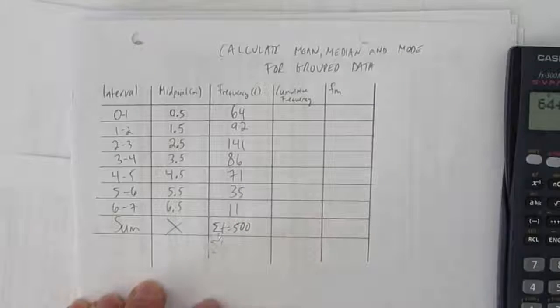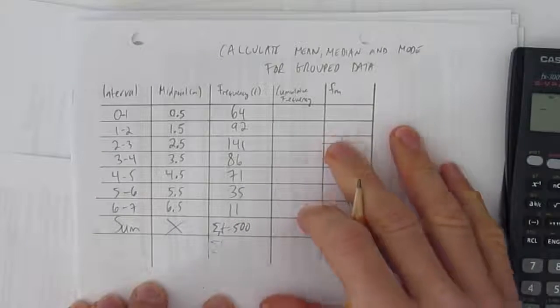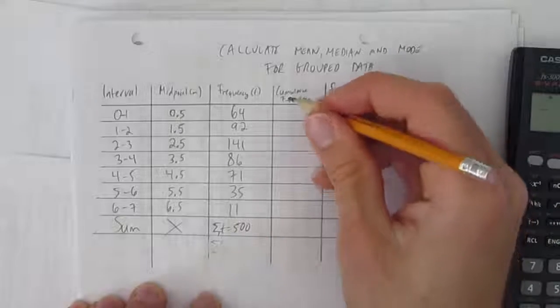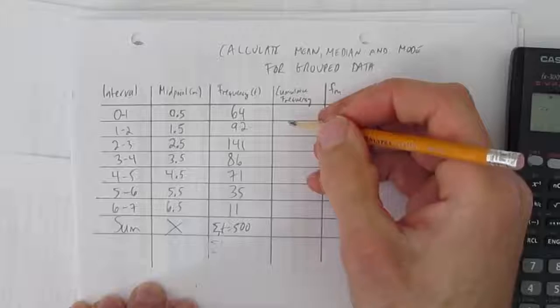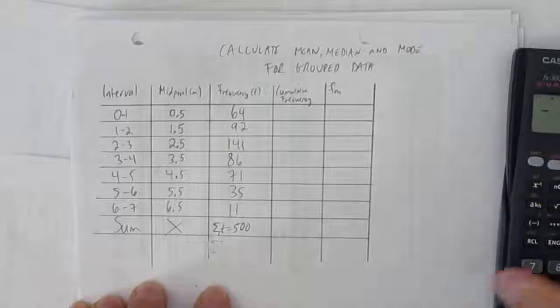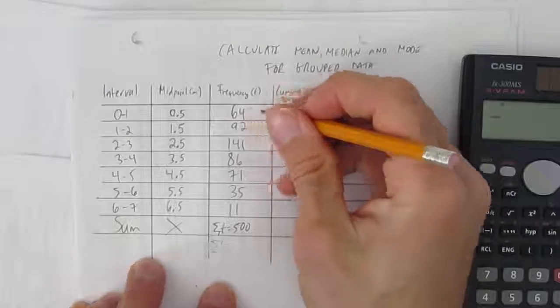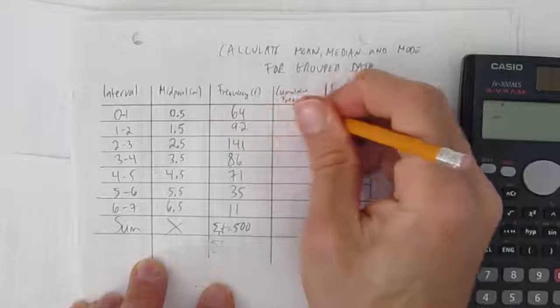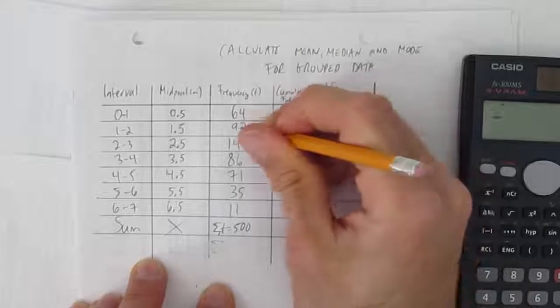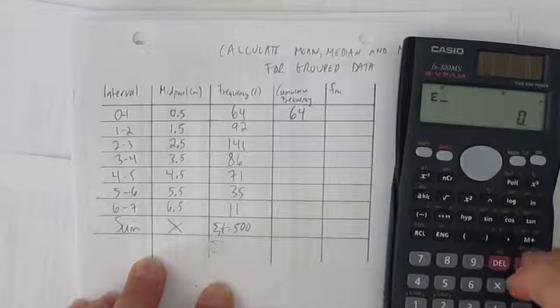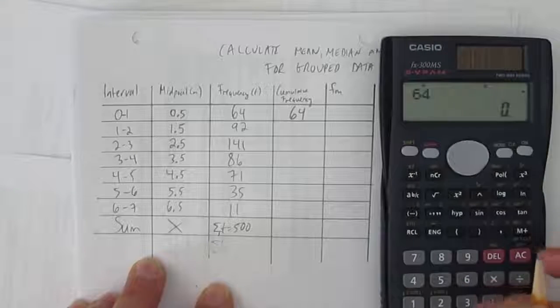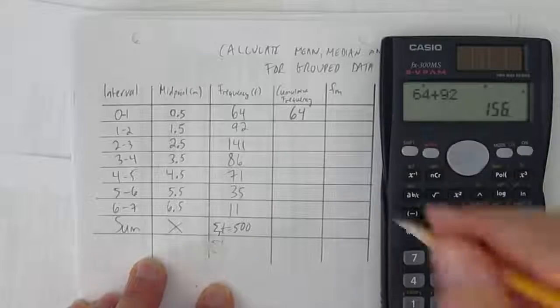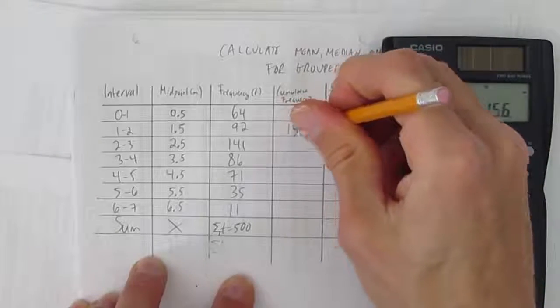We can also figure out the cumulative frequency, and that would be useful if you were drawing a cumulative frequency histogram, which we're not, but we can calculate it. So, how do you calculate the cumulative frequency? It's just how many have you seen so far? Up until this point, just seen 64. And then to this point, I've seen 64 plus 92, which is 156.